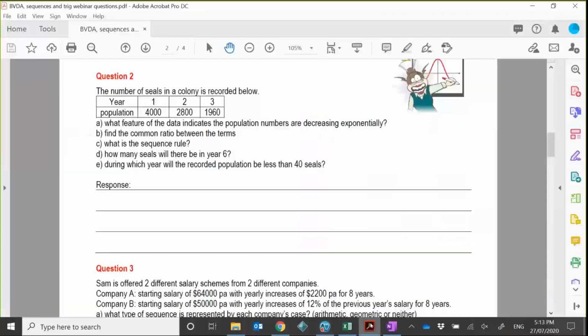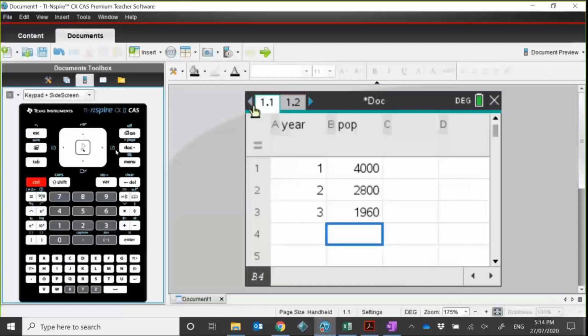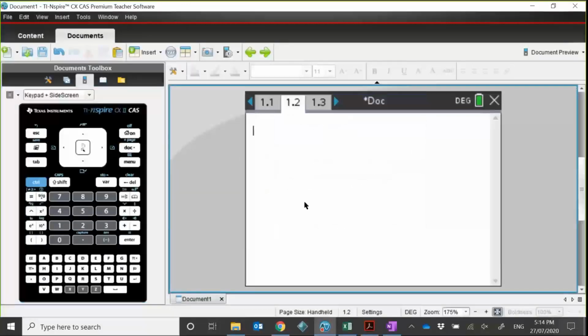So, find the common ratio between the terms. Now, to find the common ratio, you need to divide a term by the preceding year. So we're going to start with 2,800, divide by 4,000. So I'm just going to add in a calculator page. Add a page. We've got 2,800 was the second year. We divide that by the first year. And we get a common ratio of 7/10 or 0.7.